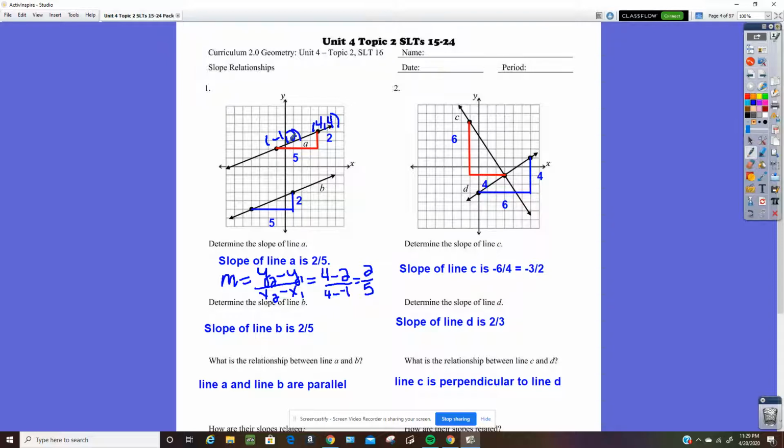4, 4 is one of the points, and -1, 2 is another point. And then use the slope formula. So the y values, 4 - 2 = 2, and then 4 - -1 = 5, so 2/5.